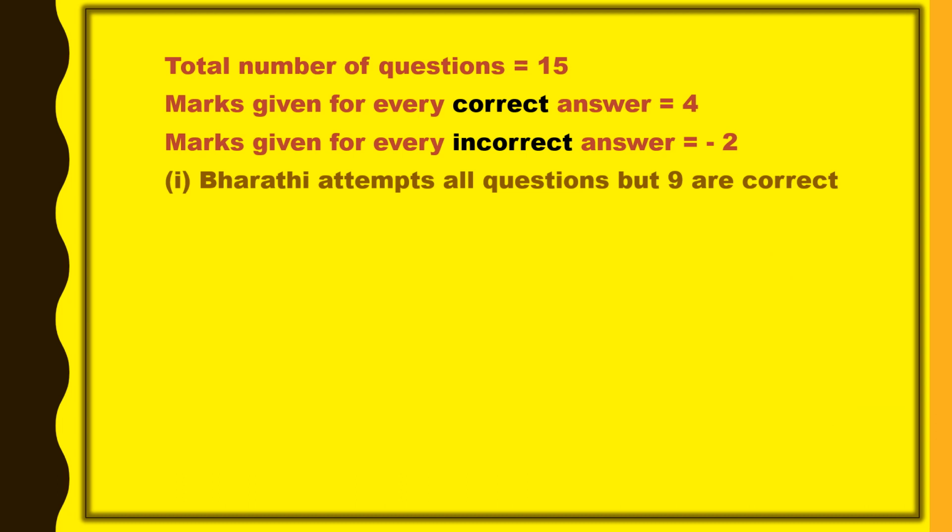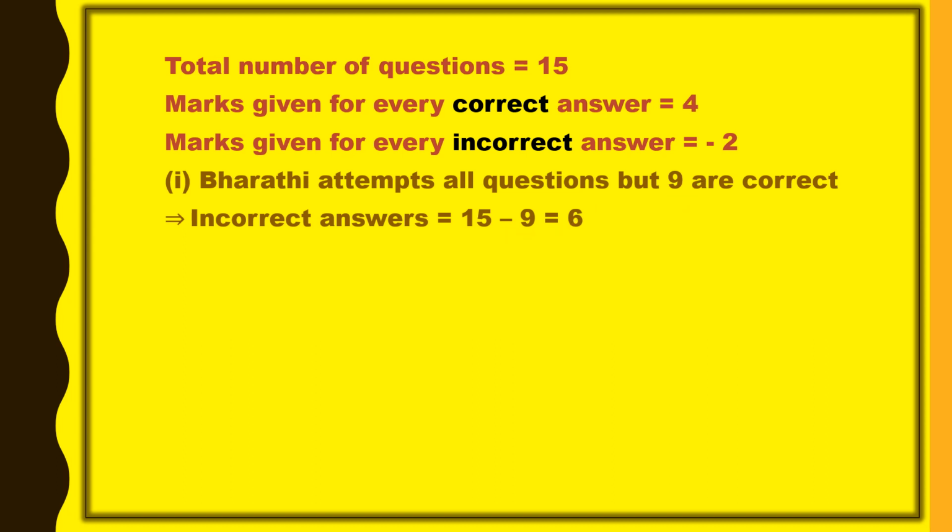So here also, if I want to know how many answers she wrote incorrectly, out of these 15 questions she wrote 9 answers correctly, so to get the incorrect answers you should subtract 9 from 15, right? So you'll get 6. Now you can add and check. 9 plus 6 is 15 questions. So out of 15 questions, 9 she wrote correctly and 6 incorrectly.